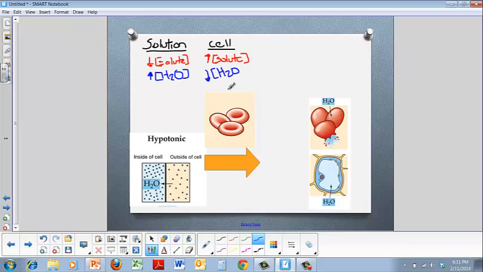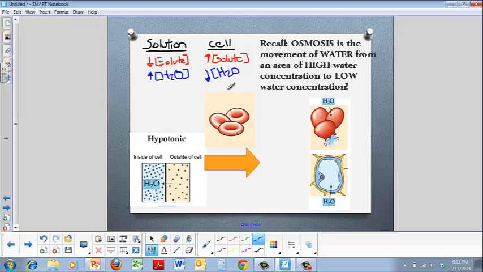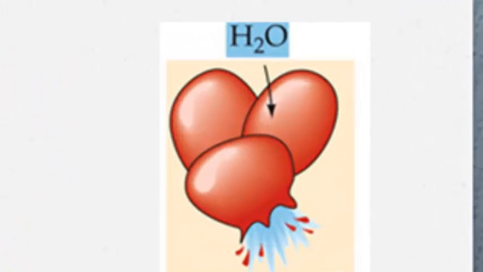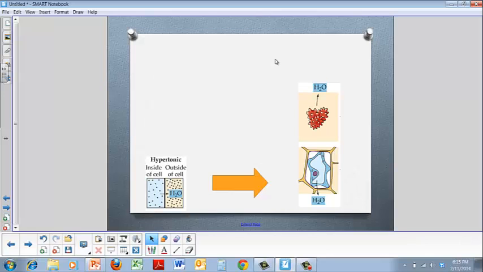then I know water is going to move through osmosis, which means it's going to move from an area of high concentration to low. I know my high concentration is here, so it's going to move from the solution into my cell. So all that water is going to be moving in, and just like a balloon, the cells are going to fill up and fill up with water until they explode.